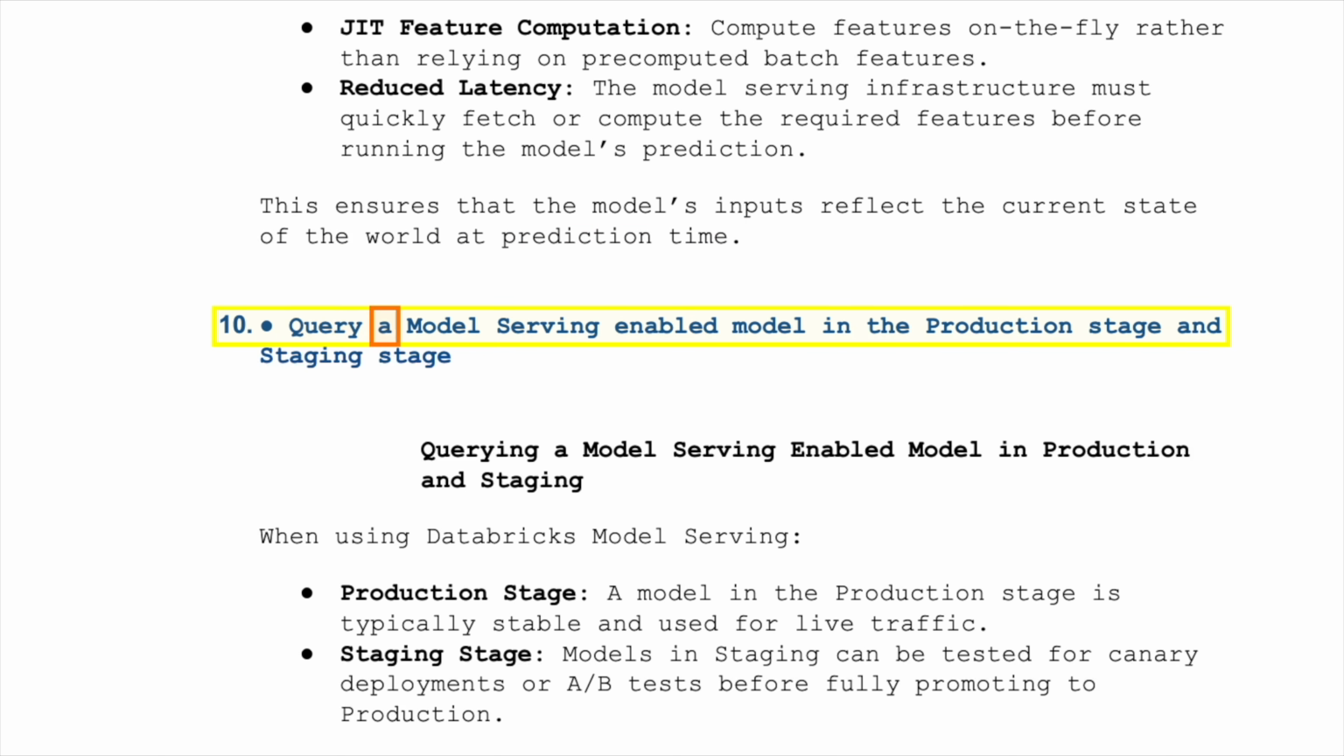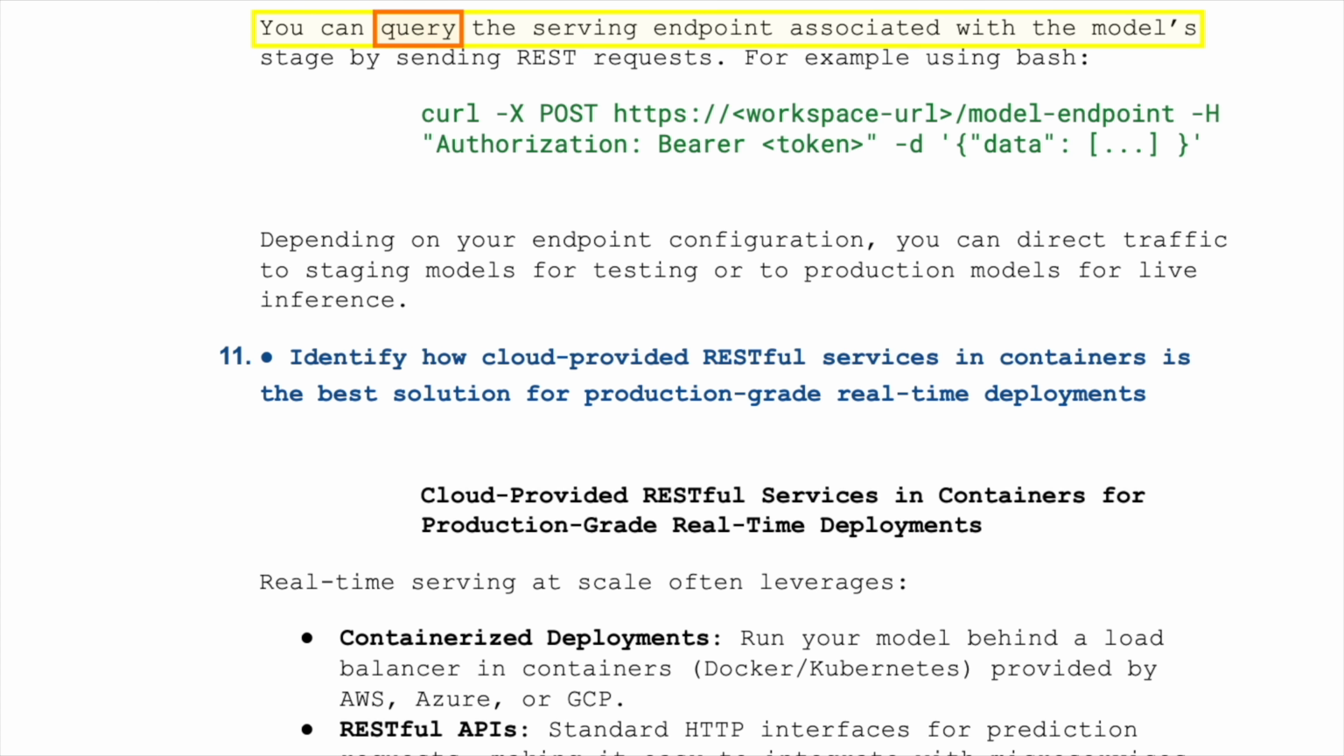10. Query a model serving enabled model in the production stage and staging stage. Querying a model serving enabled model in production and staging. When using Databricks model serving, a model in the production stage is typically stable and used for live traffic. Models in the staging stage can be tested for canary deployments or A/B tests before fully promoting to production. You can query the serving endpoint associated with the model stage by sending REST requests.